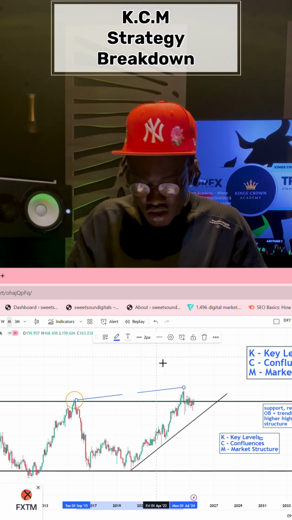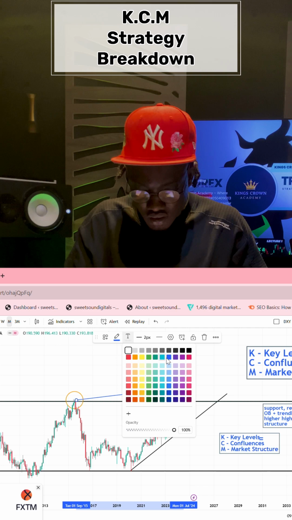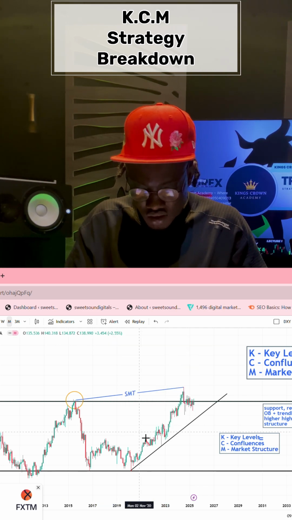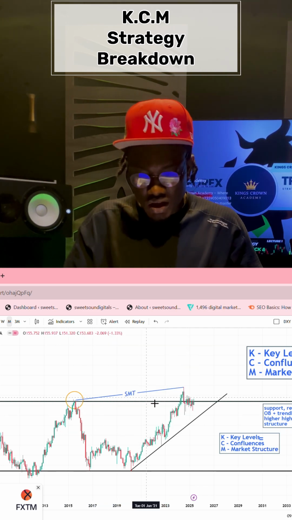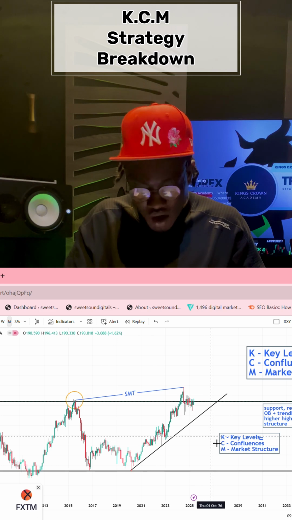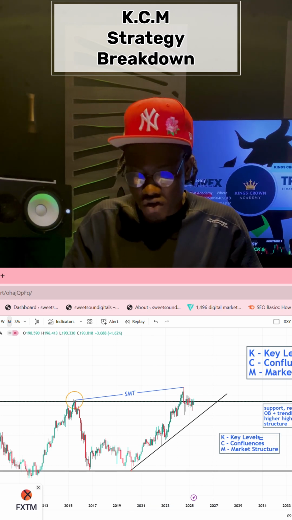So let me just change the color to something more visible. Okay, I'll change the colors. Yes, okay, so you can clearly see that price has swept this liquidity. Now let's check for order block.